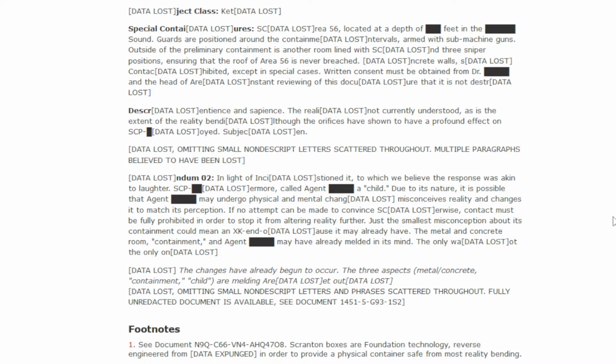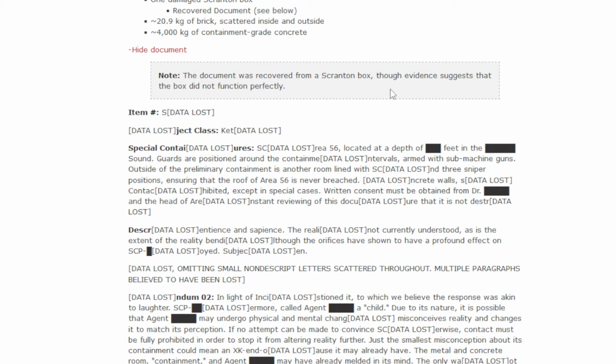Chains have already begun to occur. Three aspects, metal concrete containment and child, are melding, emitting small nondescript letters and phrases scattered throughout. Fully unredacted document is available. So this is from another universe, or it can bend reality in a way which would require a Scranton box in the first place. So at some point the Foundation did try to contain it using one of these anti-reality bending boxes, but it went wrong.